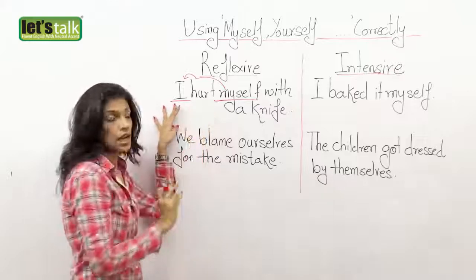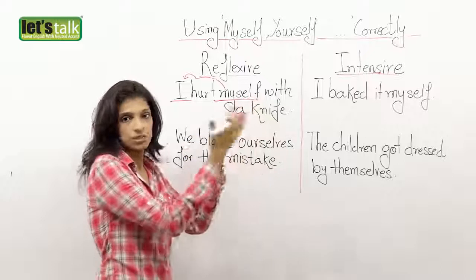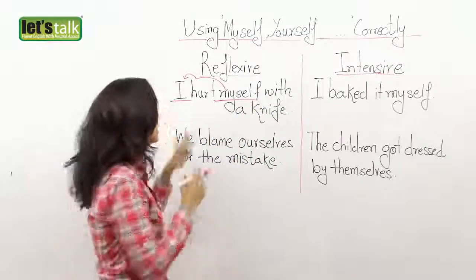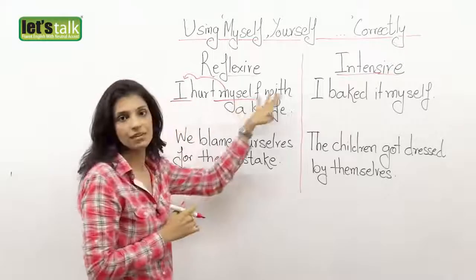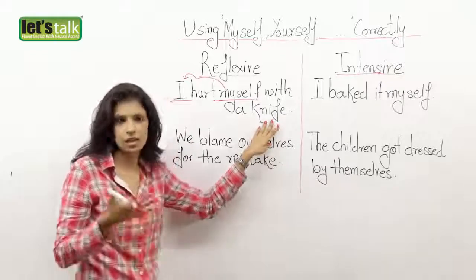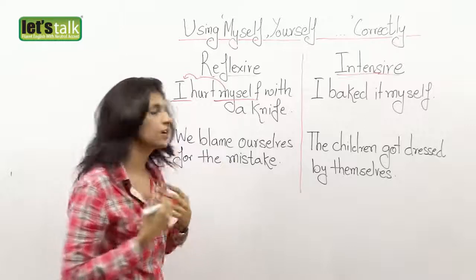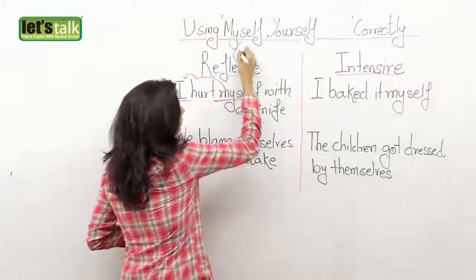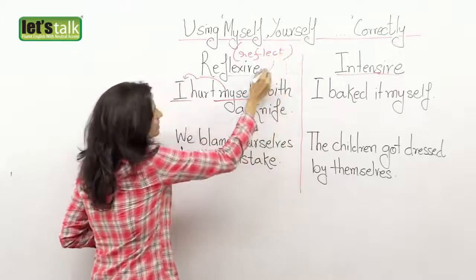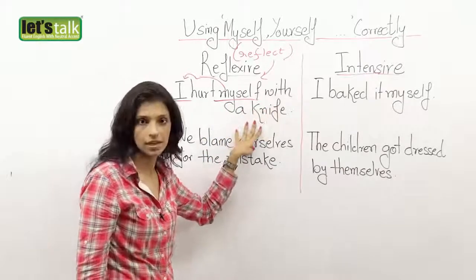Like I cannot say I hurt him. So when I hurt him, I'm talking about a third person. But when I do something to myself, it reflects back on me. We use I hurt myself with a knife. This means I did it to myself, of course unintentionally, like while cutting vegetables. No one hurt me. I did it to myself. So when you reflect back at something that you did to yourself, you say I hurt myself with a knife.